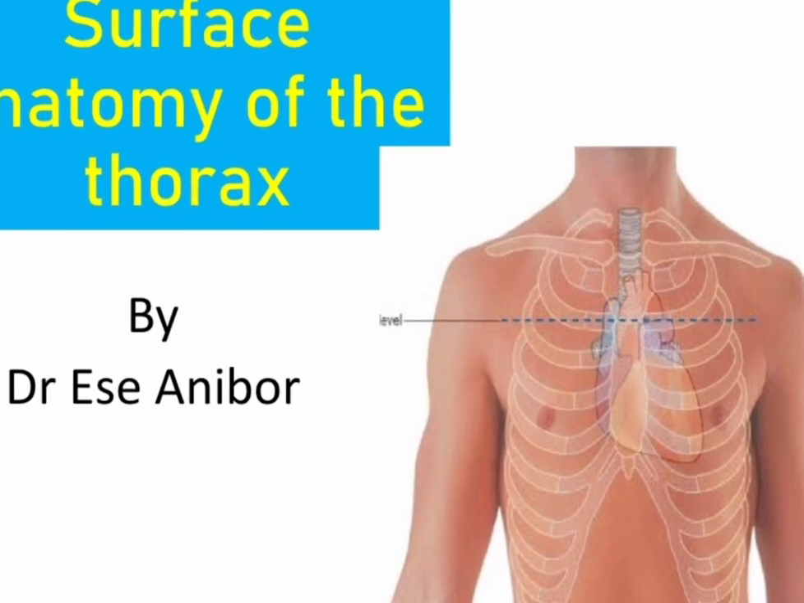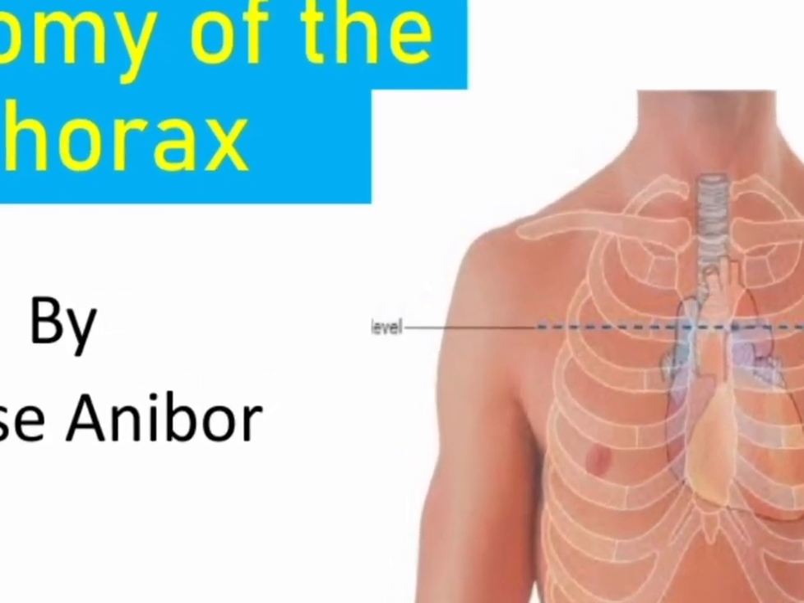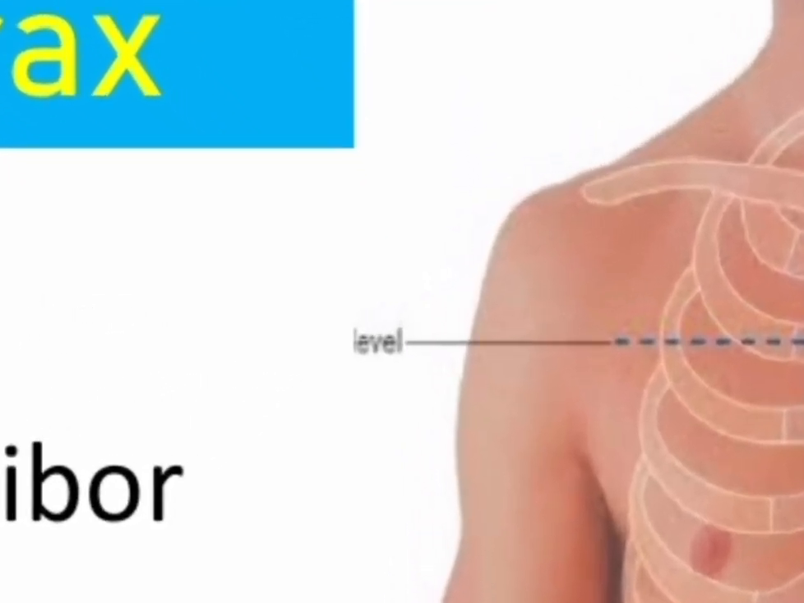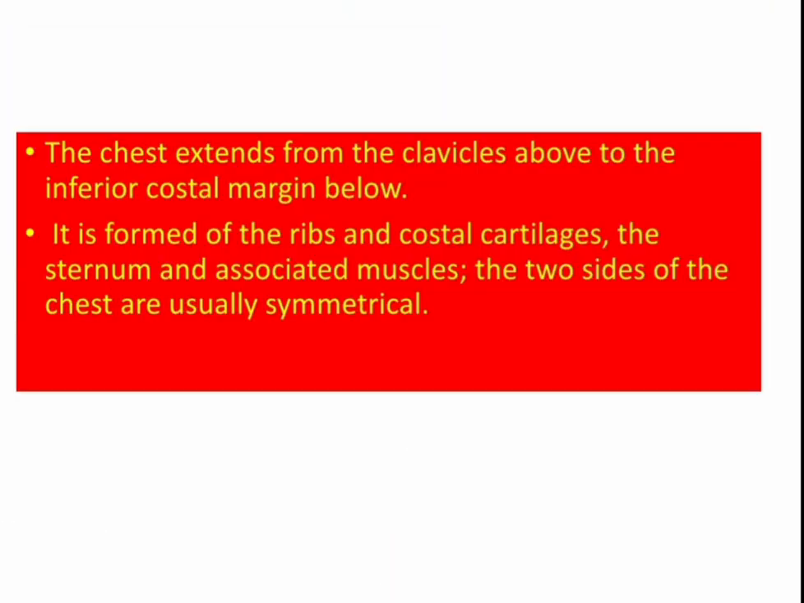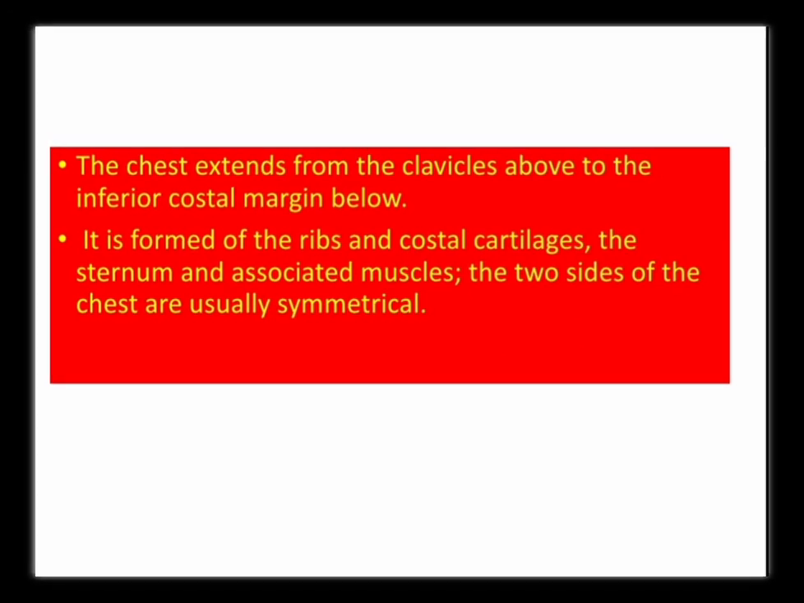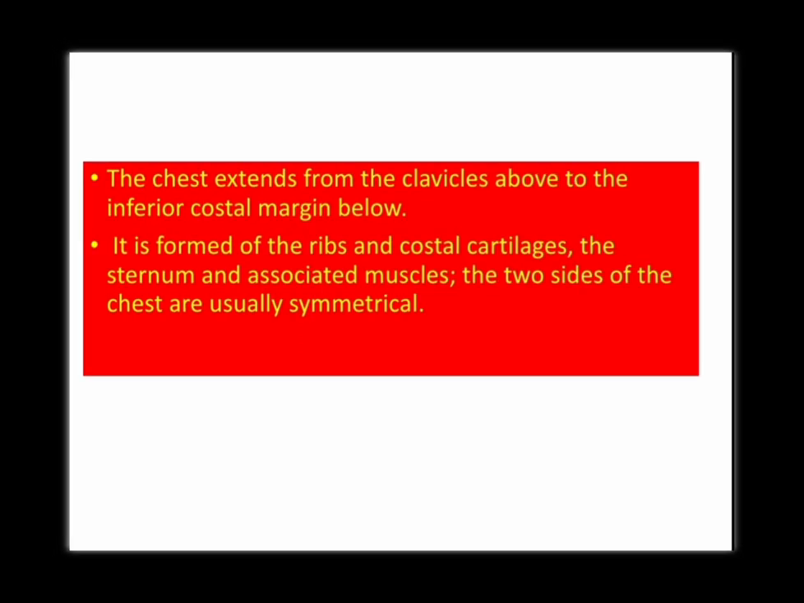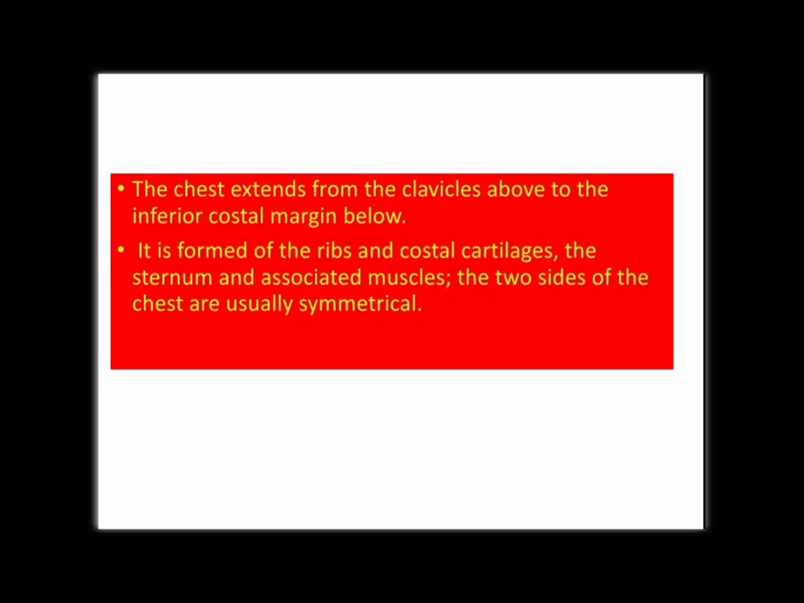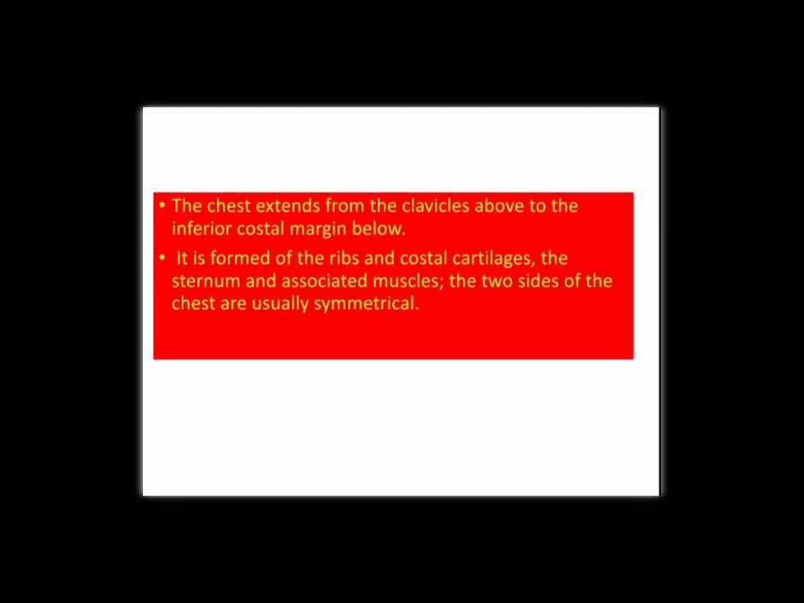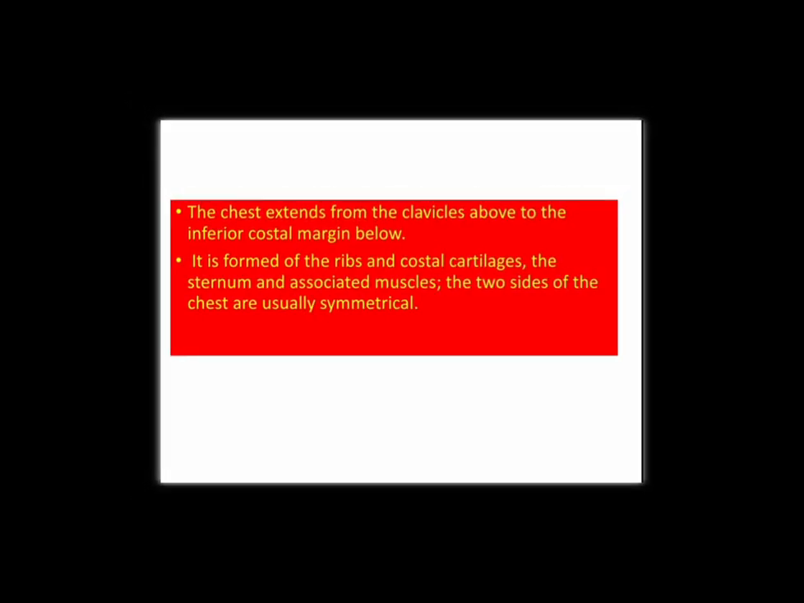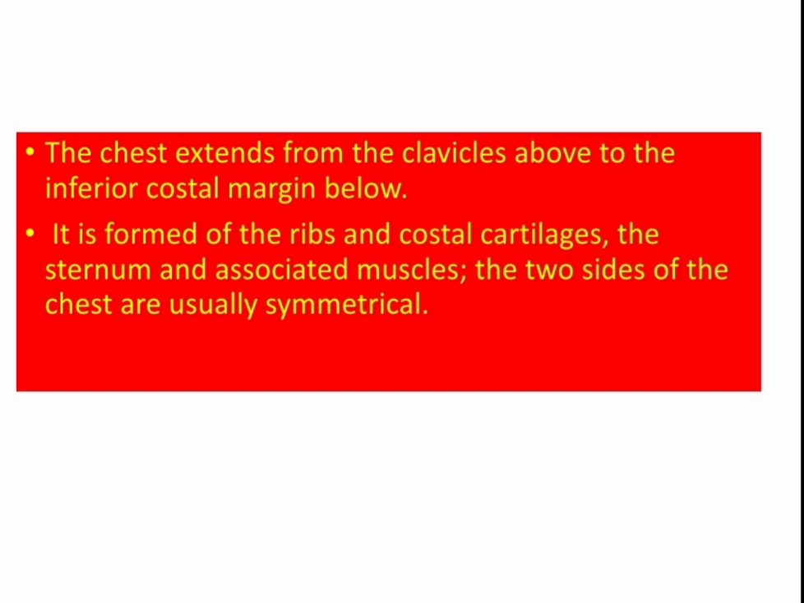We'll be looking at the surface anatomy of the thorax. Let's get right into it. Looking at the thorax, we'll first of all be looking at the anterior chest wall. The chest extends from the clavicles above to the inferior costal margin below, and it is formed of the ribs and costal cartilages, the sternum and associated muscles. The two sides of the chest are usually symmetrical.